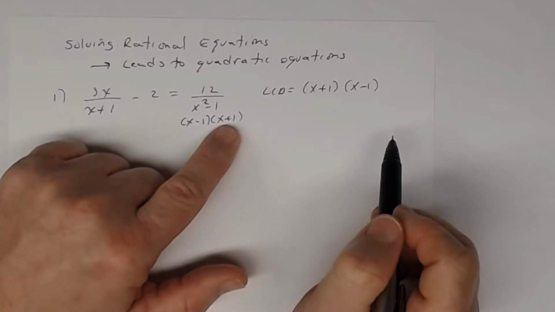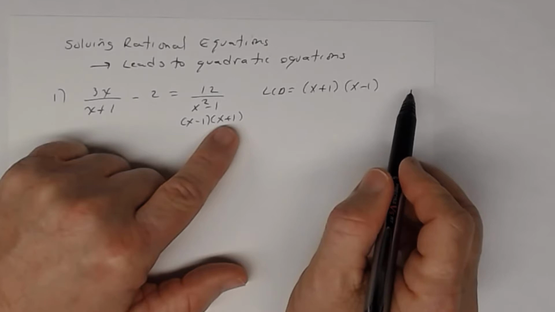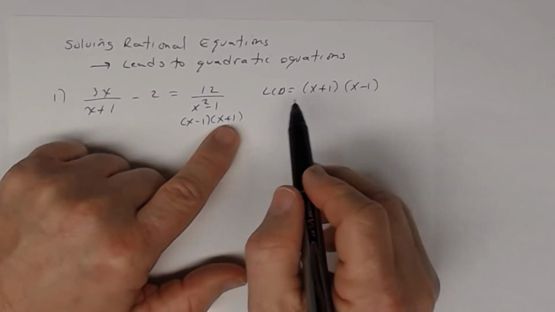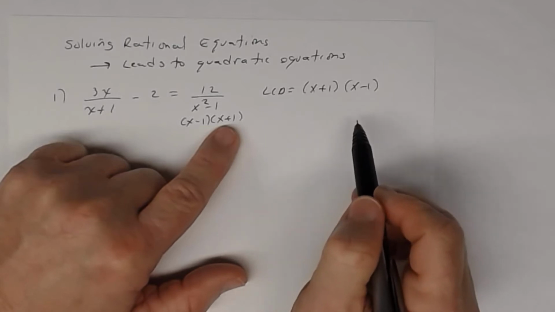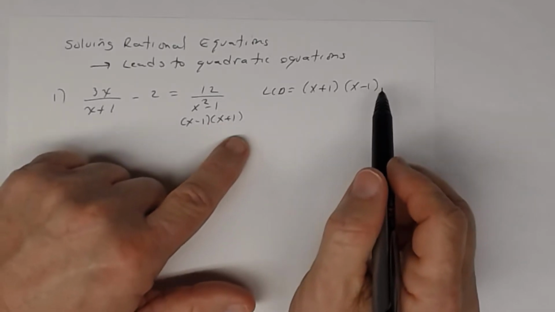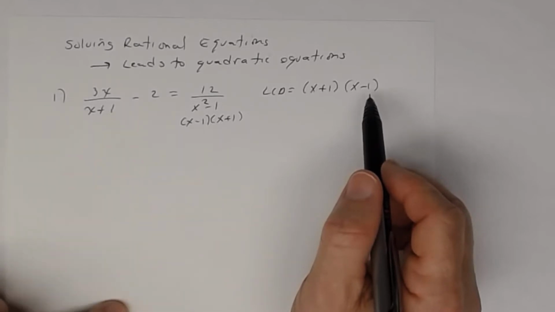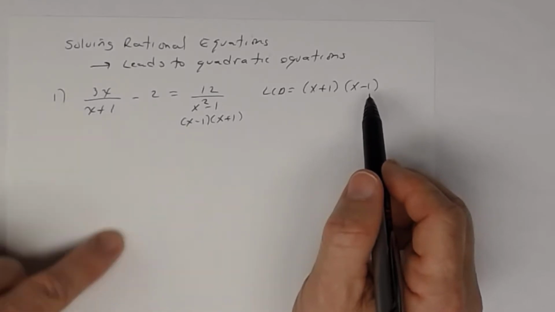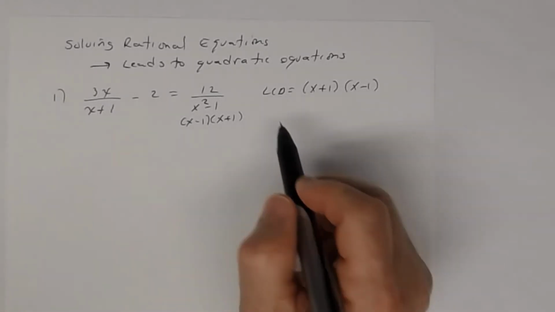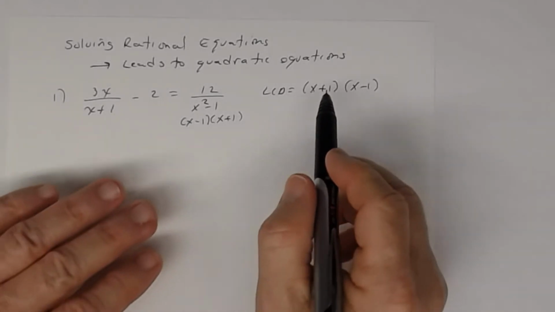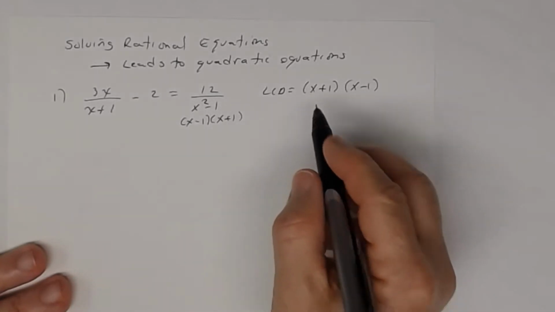The next factor I see is x plus 1, but I already have it. Don't list it again, because if you list it again, then it no longer becomes a least common denominator, it becomes just a common denominator. That's not the least. And if you do that, it's going to make this whole process right here extremely challenging for you to deal with. All right, so always find the least common denominator. So there's the least common denominator: x plus 1 times x minus 1.